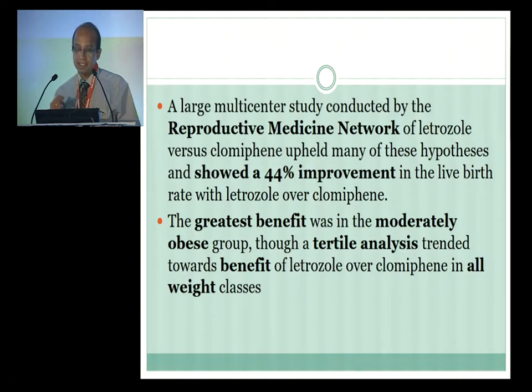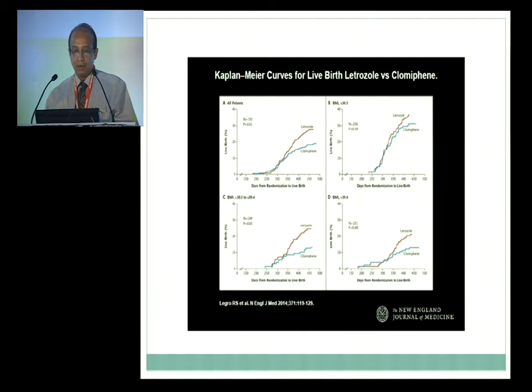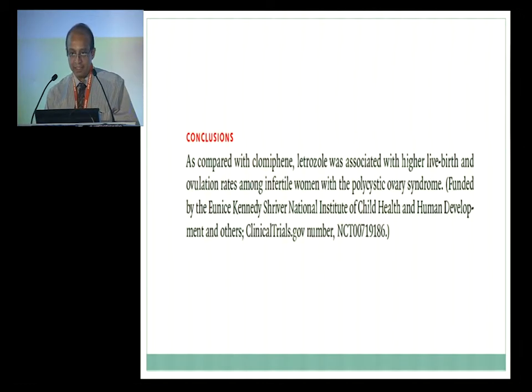Moreover, the greatest benefit was in the obese group, although the tertile analysis trended towards benefit of letrozole over clomiphene in all the weight classes. This was the study published in 2014, letrozole versus clomiphene for infertility in PCOS. So you can see in all patients, the chart says letrozole is more beneficial, and then when they did a tertile analysis, the most important benefit went to persons who had a BMI more than 30, though others also did get benefit.